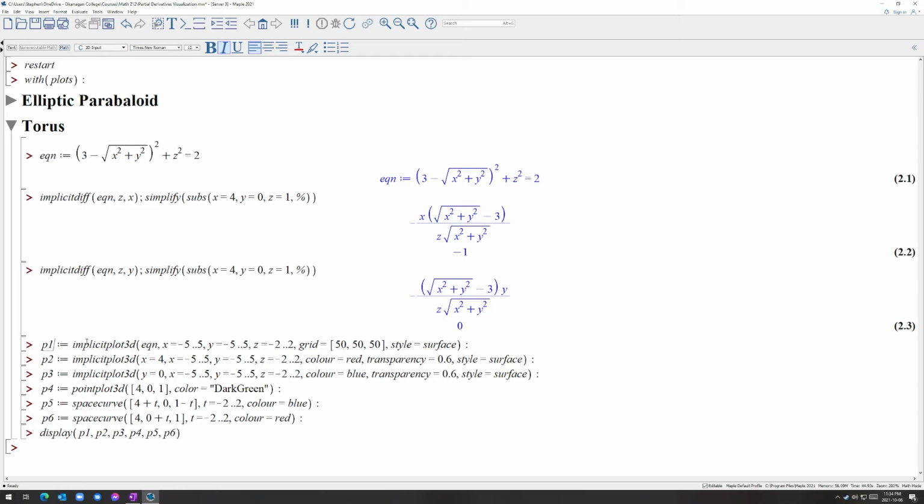Now, I'm going to have to put a lot of plots together here to explain what that -1 and 0 represent. We're going to use implicit plot 3D on the equation of the torus. That's going to give us a donut. And then we're going to be taking a look at two planes, the plane x equals 4 and the plane y equals 0. I'm going to put the point on the torus, 4, 0, 1, as well as the two sort of tangent lines that I was alluding to. So let's go ahead and put them all together.